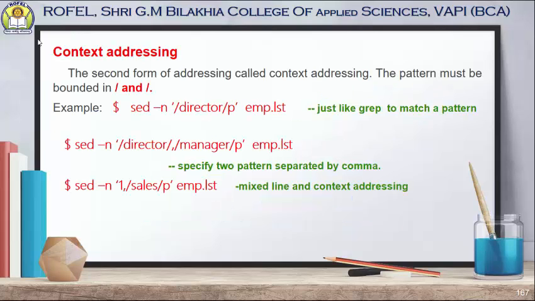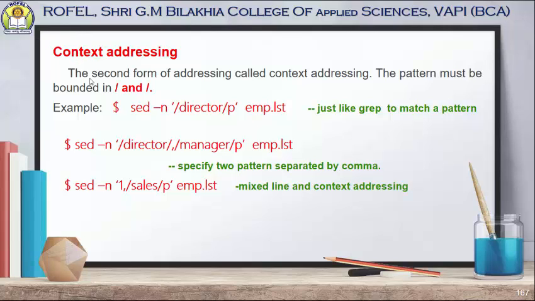Let us see. In sed we already learned line addressing. That means if you want to display some particular line, then you can just give the line number and you have to give some operation like P or Q, that is print and quit. Now today we learn context addressing. In context addressing you have to find some pattern and that pattern must be bounded between these two slashes.